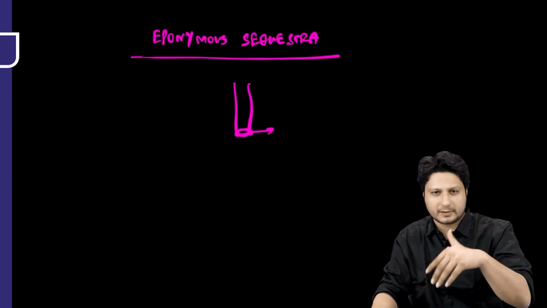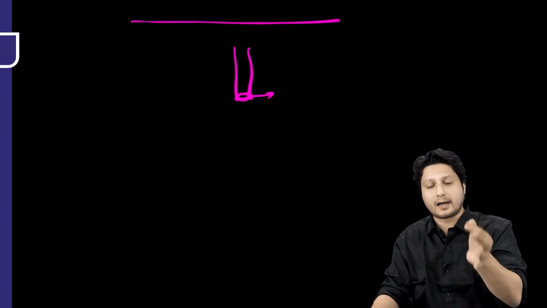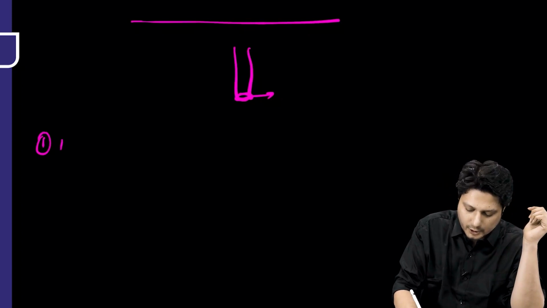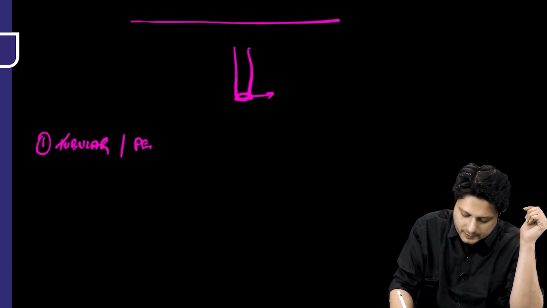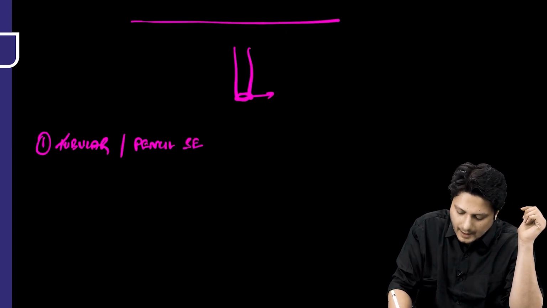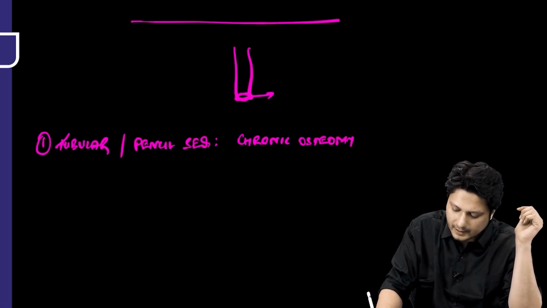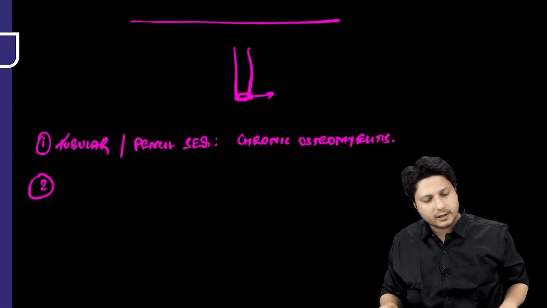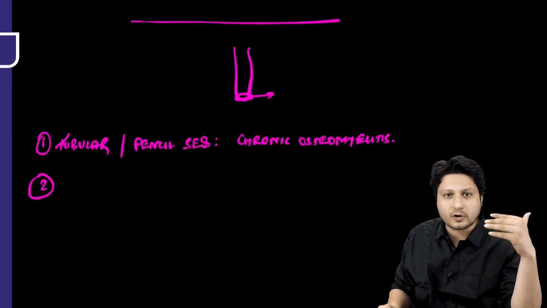We have eponymous sequestra, meaning multiple conditions can lead to these kinds of sequestra, and based upon their appearances, they are given different names. The first one is tubular sequestra, also known as pencil sequestra, and it is a feature of chronic osteomyelitis. As we are going to study in chronic osteomyelitis, we will have a detailed version of what the sequestrum, or the necrotic piece of the bone, is.